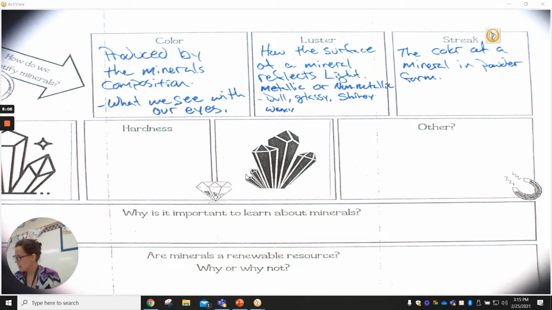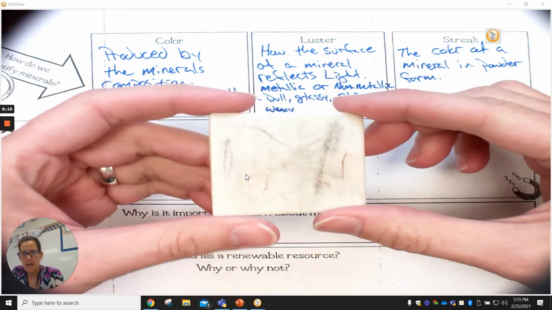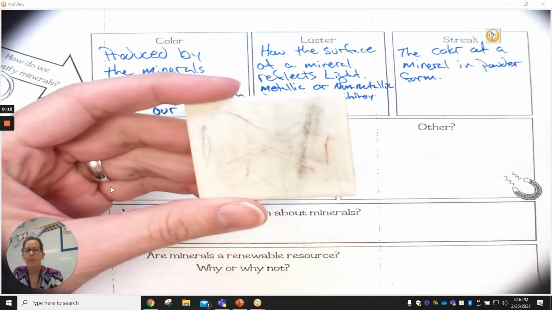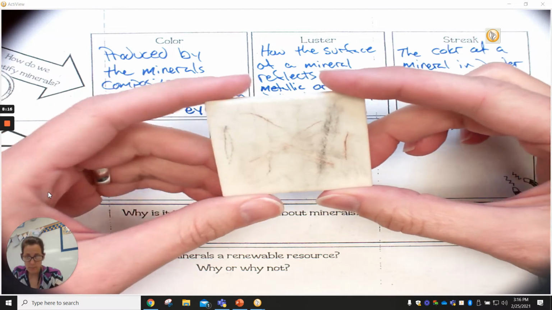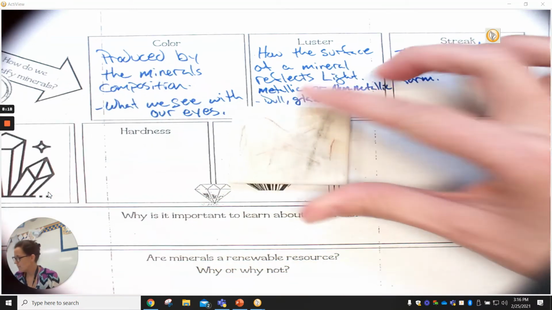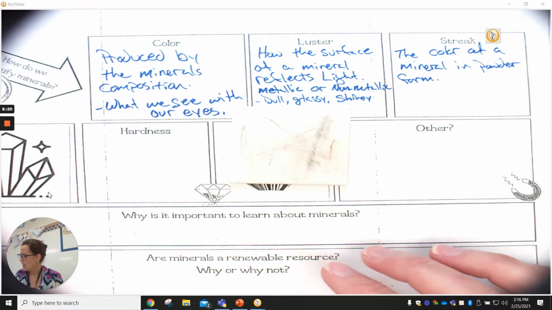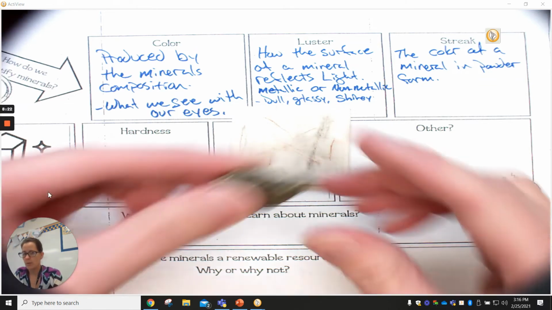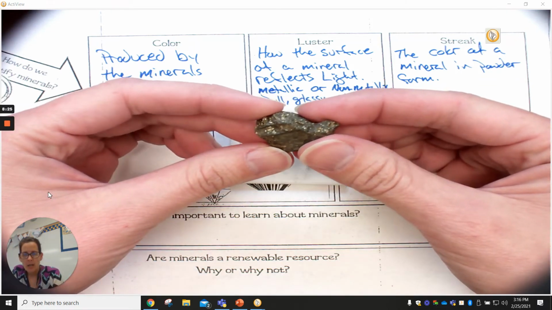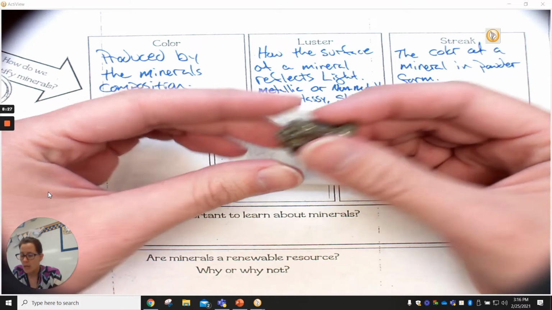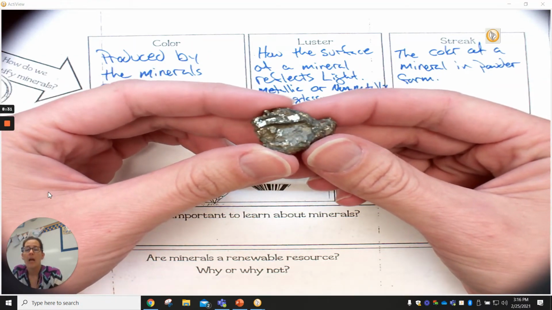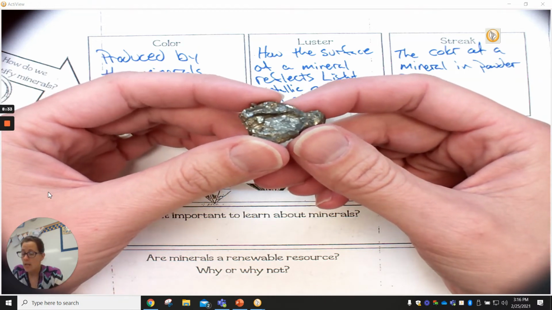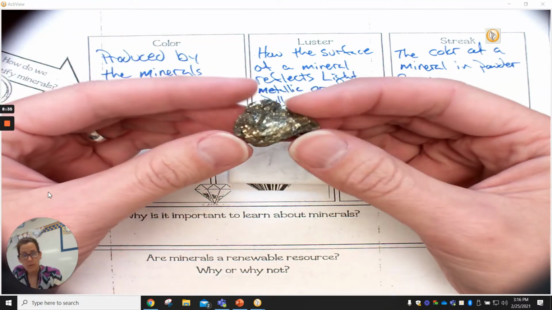So let's see right here. I have this piece of porcelain tile, and this is what we test the streak on. Okay, so porcelain tile, and let me grab one of my little minerals over here. So here's my pyrite again. I like this pyrite. I think it's pretty. So what color would you write down for this? I would say it's gold myself. So this is very definitely gold in color.